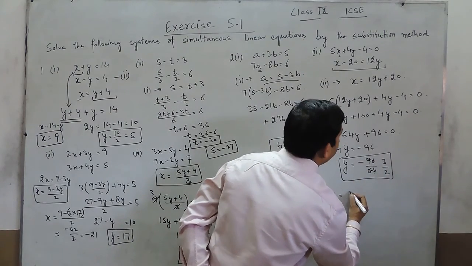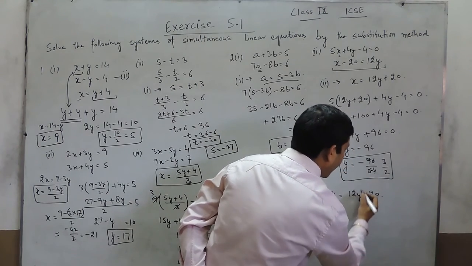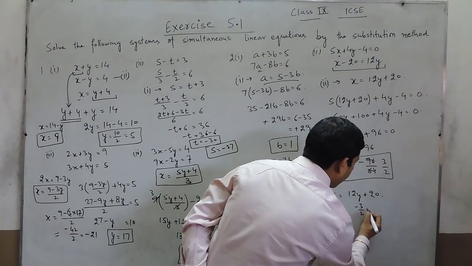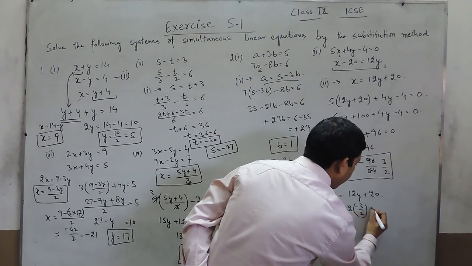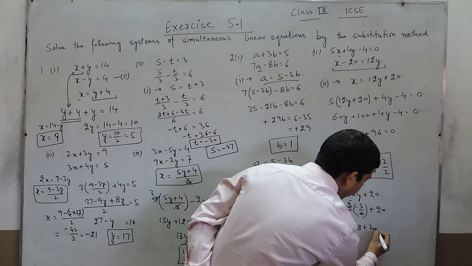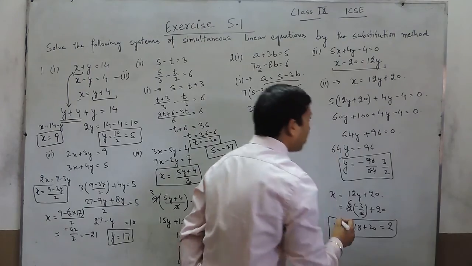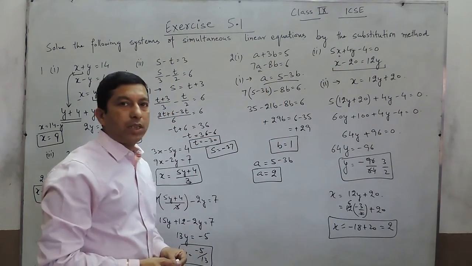The value of x is already 12y plus 20. When we put the value of y as minus 3 upon 2 multiplied by 12 plus 20, this comes out to be minus 18 plus 20, which is equal to 2. So the value of x comes out to be 2 in the second part of question number 2.